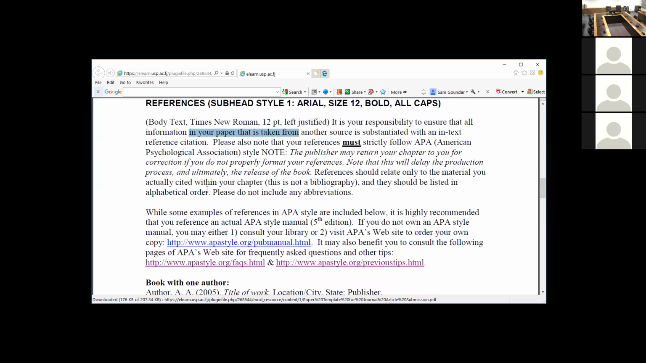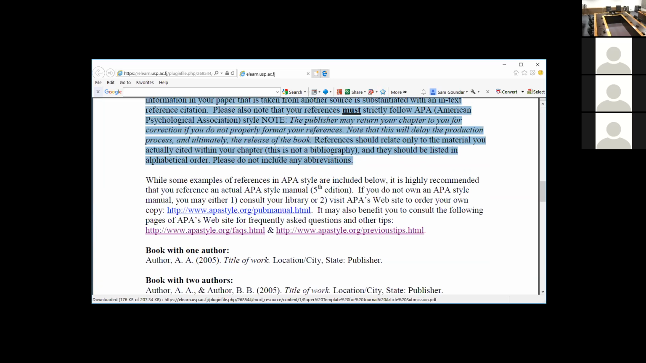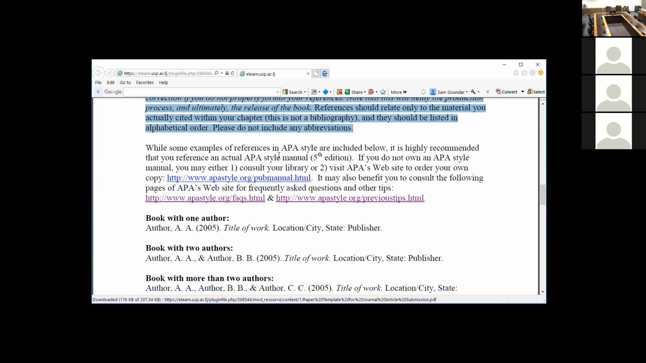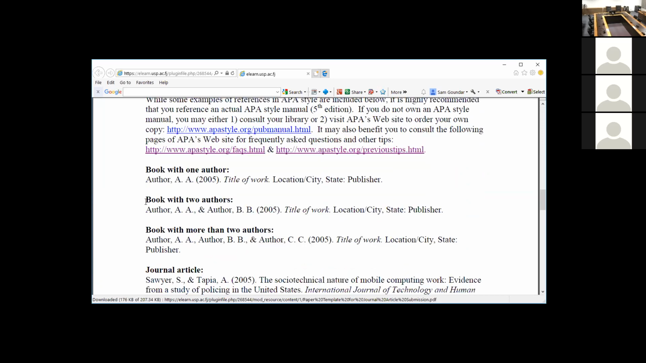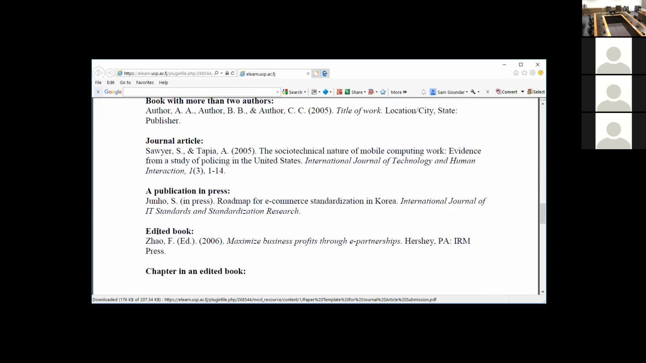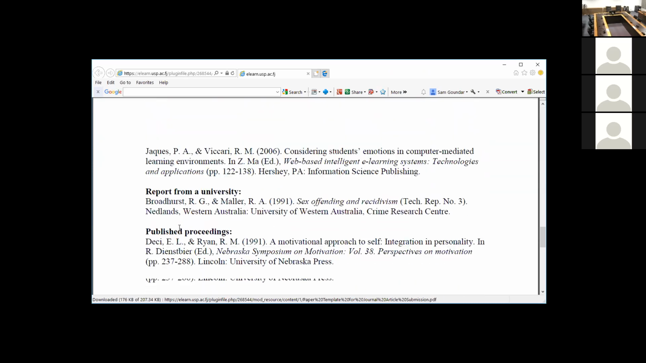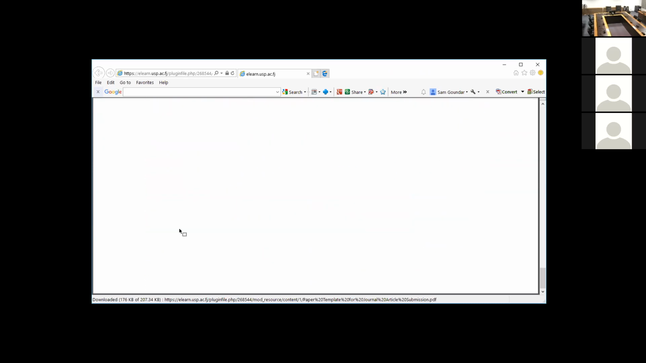And one of the things that is commonly overlooked by authors writing papers using the APA referencing style is that the references are sorted in alphabetical order. Okay. And again, there's more information on how to reference a book with one author, with two authors, and so forth, an edited book, a report, and all this.